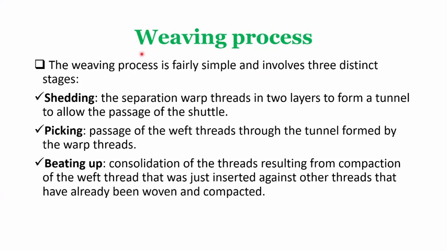Hello everyone, I'm role 45, continuing the weaving process. Well, this is fairly a simple process. It involves 3 stages, which are shedding, picking, and beating up. Shedding is the separation of warp threads in 2 layers to form a tunnel, which will allow the passage of the shuttle. Then picking, which is the passage of the weft threads through the tunnel formed by warp threads.